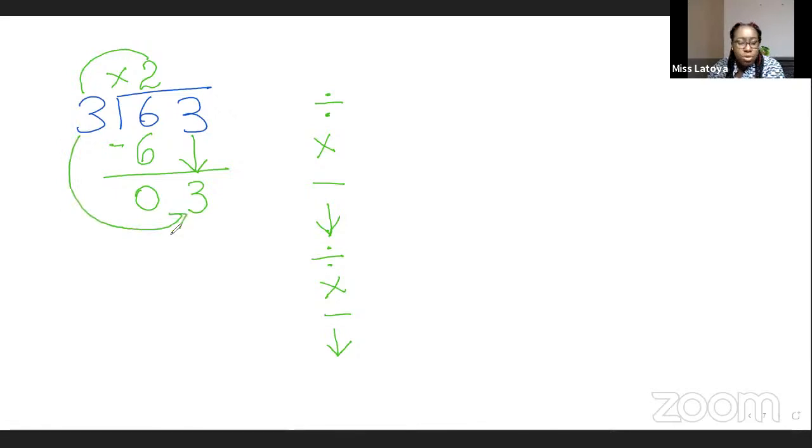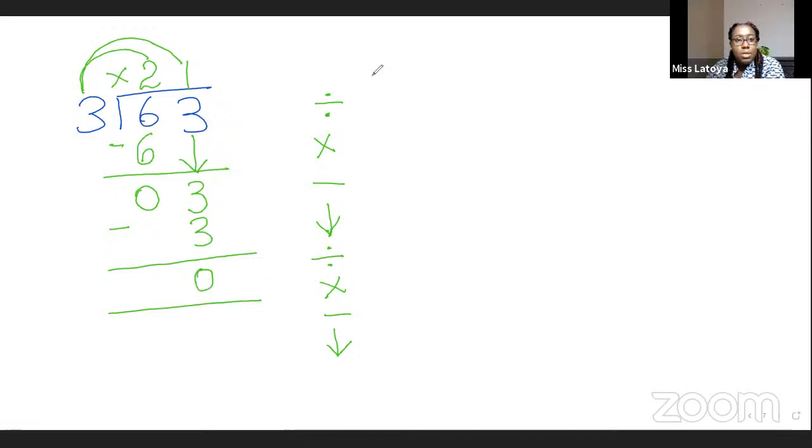How much times could 3 go into 3? 3 can go into 3 1 time. This question is asking me how many groups of 3s can I get from 3? Okay, 1 time, so I'm going to write the 1 on top here. The next thing I'm going to do is multiply. 3 times 1 is going to give me 3. So I am going to subtract again. 3 take away 3 is going to give me 0.